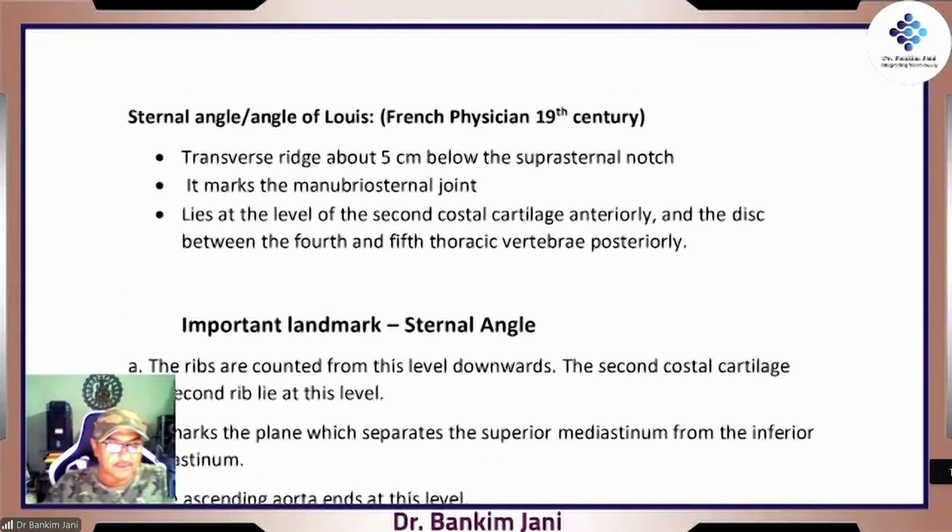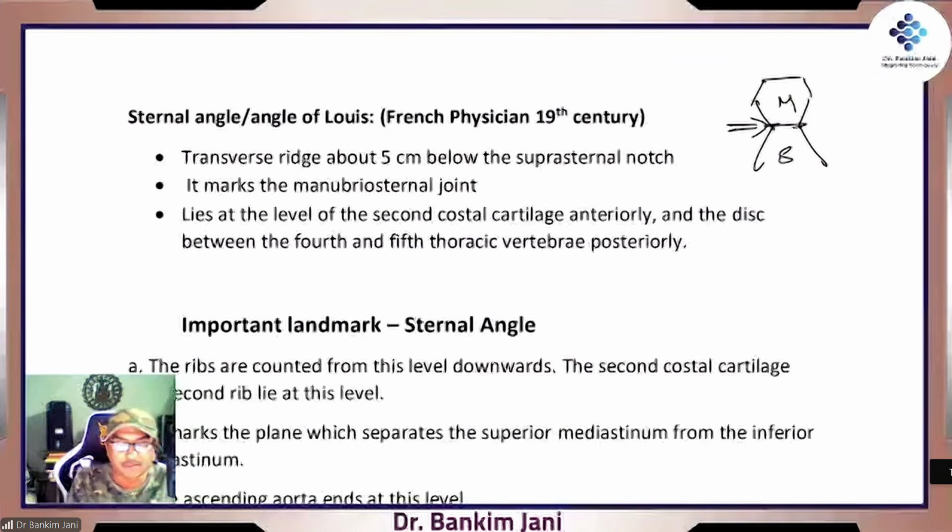So this is the sternal angle or angle of Louis, between the manubrium and the sternum. Louis was a French physician. This is the transverse ridge about 5 centimeters below the suprasternal notch. 5 centimeters means 2 inches. One digit of your finger is usually 1 inch, so this would be the approximate distance. So that's where you get this manubriosternal joint or the ridge.